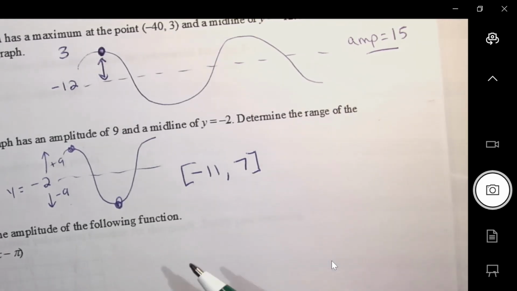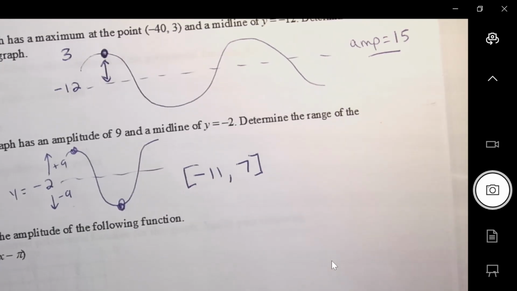And FYI, your range should be 18 apart from each other. Those numbers should be 18 apart. If your amplitude is 9, the whole span should be 18.